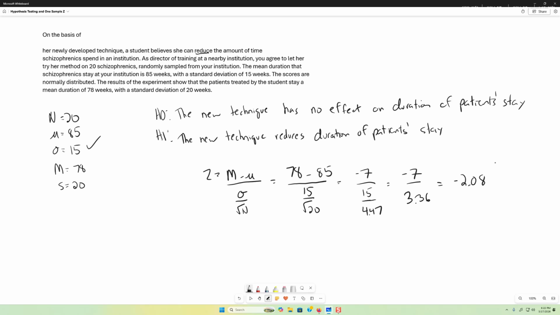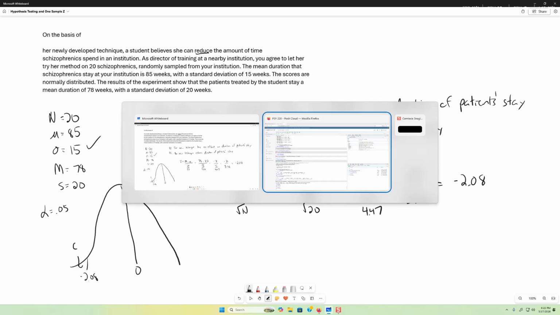We want negative, right? This is our distribution. Here's 0. Don't mind the crookedness. -2.08 is down here. Now remember, if we're using alpha of 5%, then I want the result to be in the tail here, 5% in the tail. So we need to find the probability in this tail, and it's got to be less than 0.05.